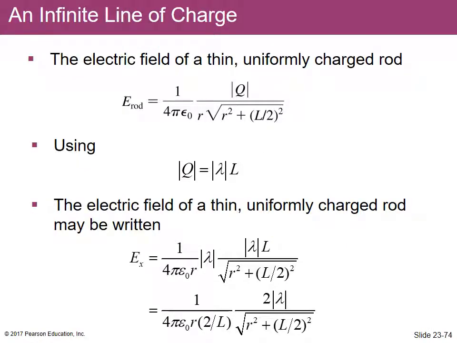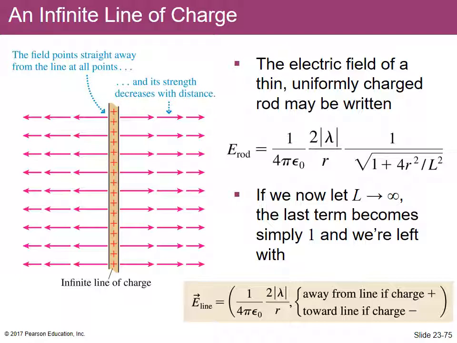Using Q equals lambda L, the electric field of a rod of charge may be rewritten in terms of the linear charge density. If we now let L go to infinity, the last term becomes simply 1, and we're left with 2 times lambda divided by 4 pi epsilon naught r. Notice the dependency is 1 over r. The direction of the field is away from a line of positive charge and toward the line of negative charge.